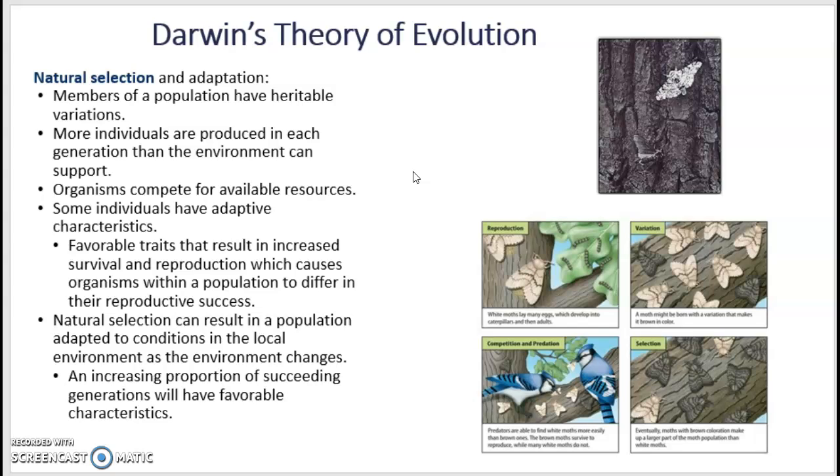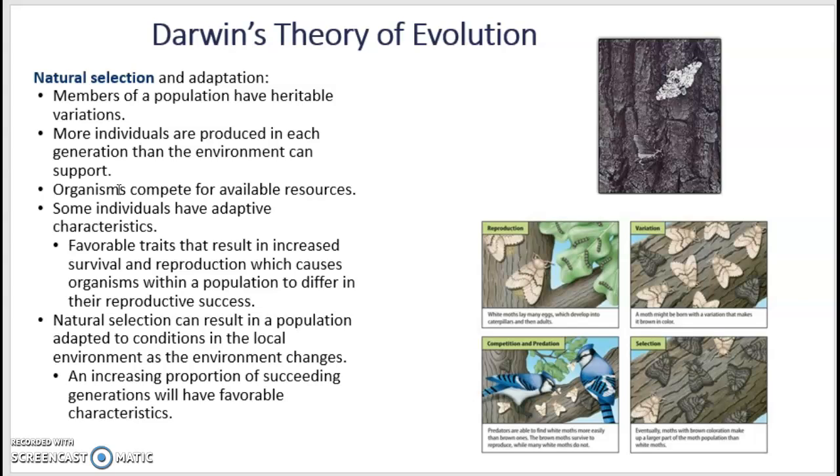Just like you are not like your parents exactly, and you're not like your siblings exactly, and you're not like your neighbors exactly, or everyone in the city exactly. There are differences between everyone. Just like these moths, they actually come in a lighter variety and a darker variety and a whole lot in between. We also know that more individuals are produced in each generation than the environment can support.